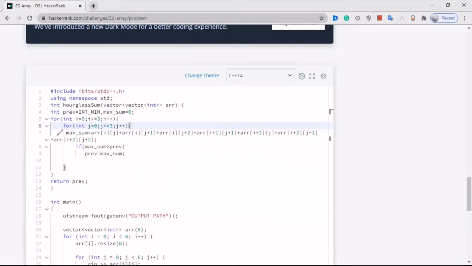So I'm calculating the max sum here for every hourglass according to the formula I have written. And if that is greater than the previous maximum sum, then I'm updating the value of previous. And at the end, I am returning the previous value. So this way, the max will contain the maximum sum comparing all the hourglass sums. Thank you.